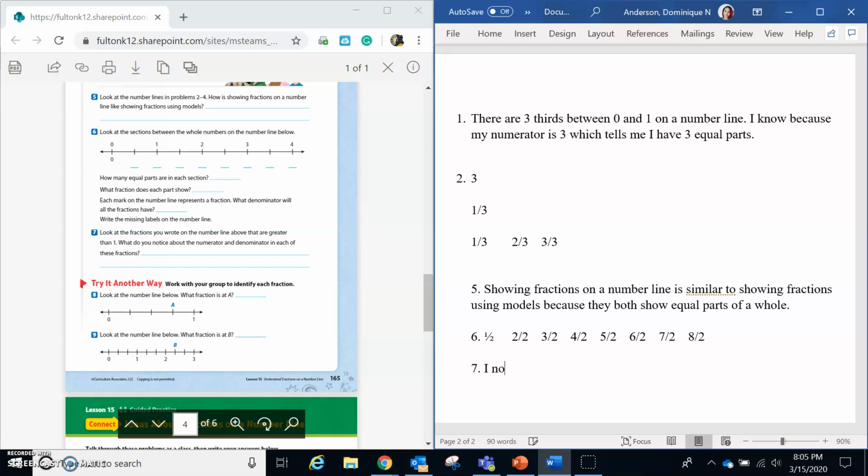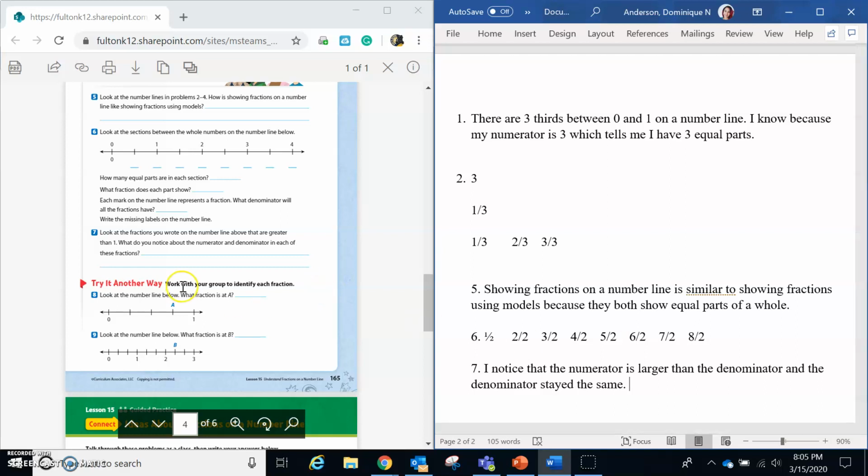So I notice that the numerator is larger than the denominator. What is our denominator? It stays the same. And the denominator stayed the same. Good job, guys.